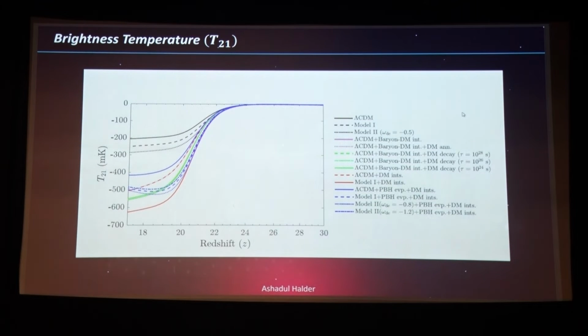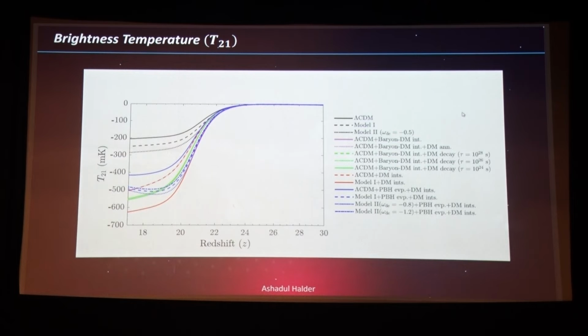Now here we are showing the dependence of different model parameters on the 21 centimeter temperature. This black solid line represents the evolution of the T21 brightness temperature for the case of the lambda CDM model. It can be seen that at around z equals 17, it's around minus 200. But in the case of model 1, in the absence of other heating or cooling effects, it becomes slightly less than around minus 250.